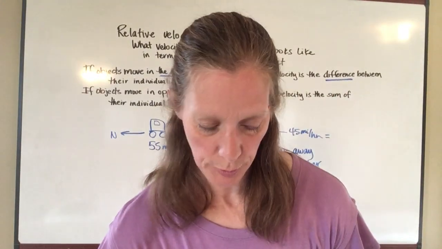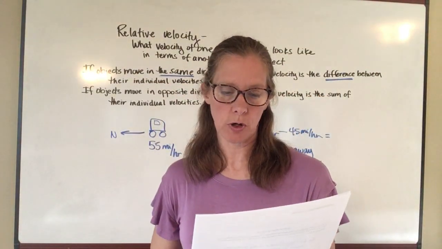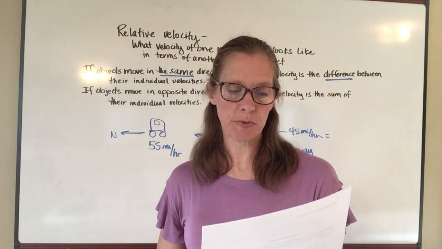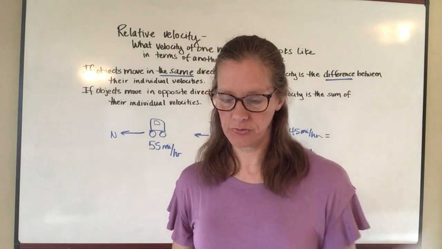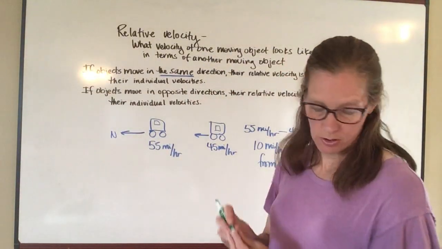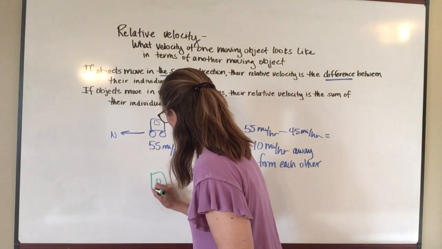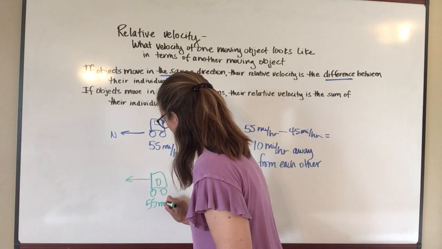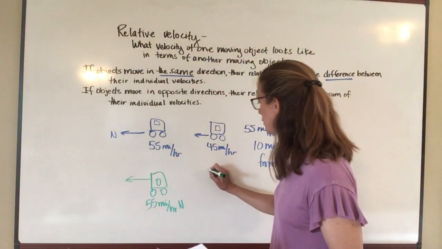Now let's look at another example, because the second example here is a little bit different. It says two cars are traveling down a road. The first car is traveling north at 55 miles per hour, and the second is a few yards behind, traveling south at 45 miles per hour. What is their relative velocity? Okay, so again, we're going to draw a picture here. And our first car is traveling north at 55 miles per hour. Okay? The second car is a few hundred yards behind.